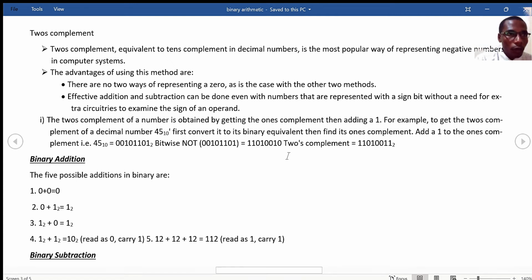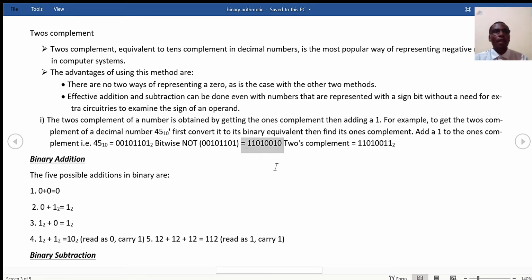So the twos complement of the bitwise not of 45. The bitwise not of 45 is this one, which is the binary number of 45 being negative. In fact, this is a negative 45 in binary numbers. It is negative 45 because this one is positive, this one is negative. That is what we call bitwise not from the above.